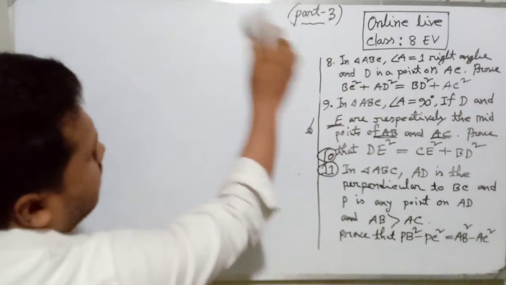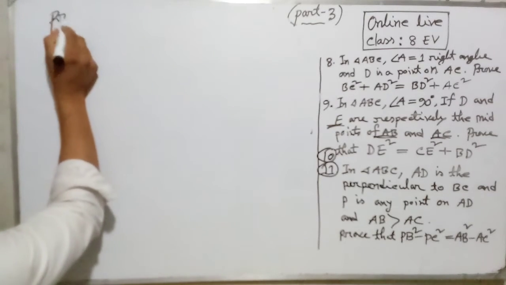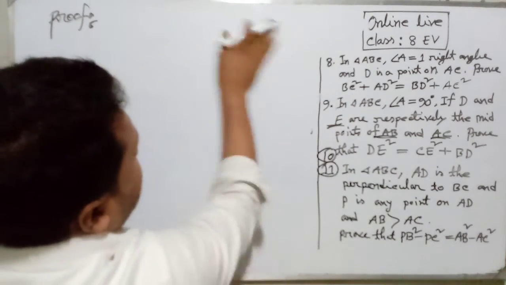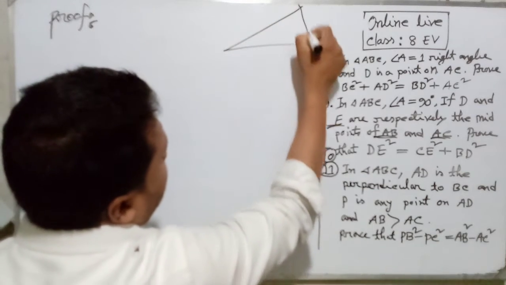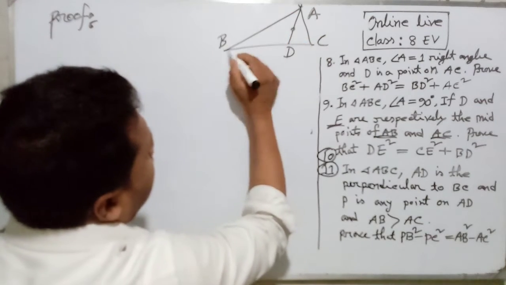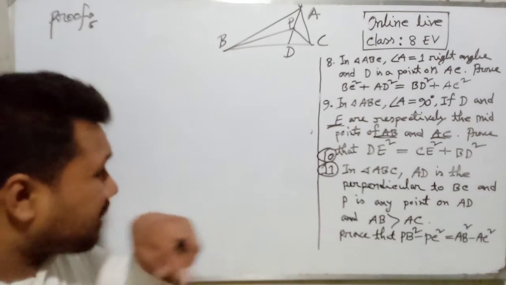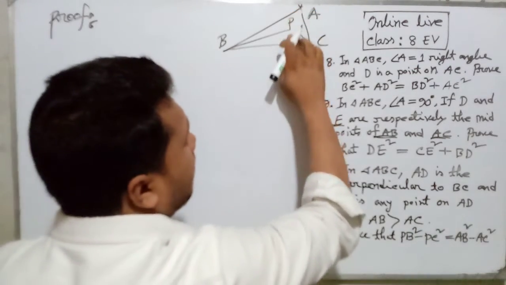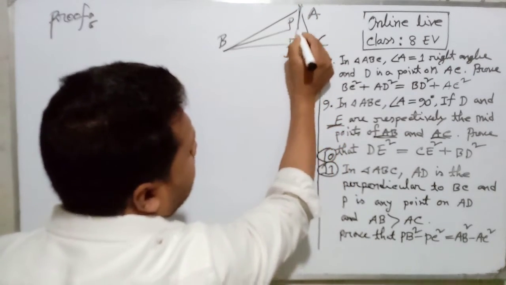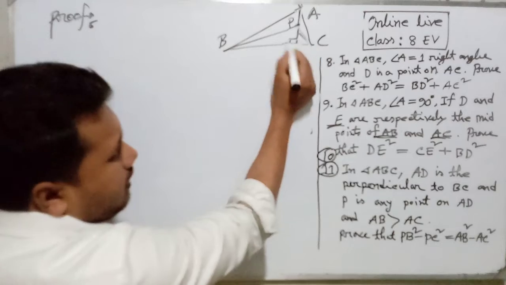Now dear students, if we go to our proof part, look at this first. Suppose this is our figure. This is A, C, and this is our B, and this is our AD, and this is our point P. Now dear students, look, here this AD is perpendicular. Clear? This is perpendicular. Here D is the 90 degree.